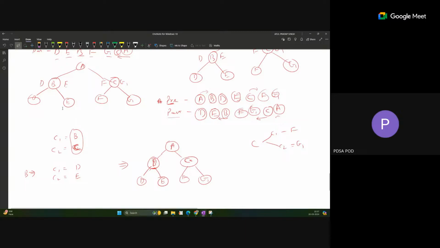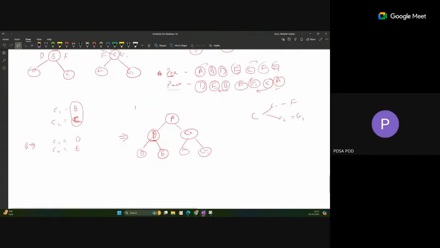A, B, E. Yes, this is the binary tree. Suppose we have this graph. So A, B, and C, and this is only D. This is E. This is F. Okay, like this. Now, just calculate the pre-order and post-order. So what is the pre-order? A, B, D, C, E, F. Yes, correct.